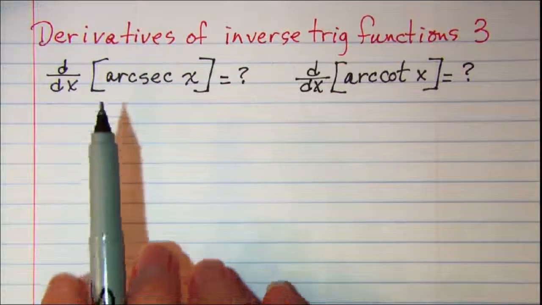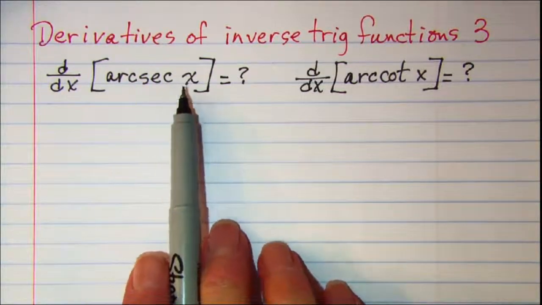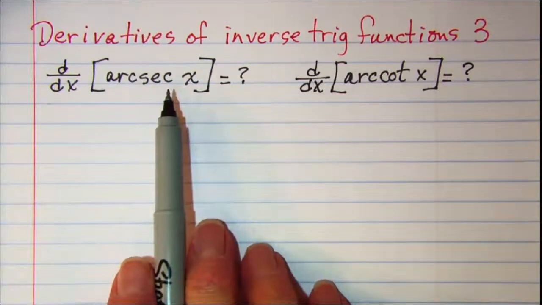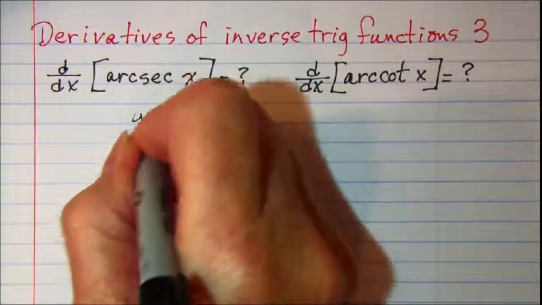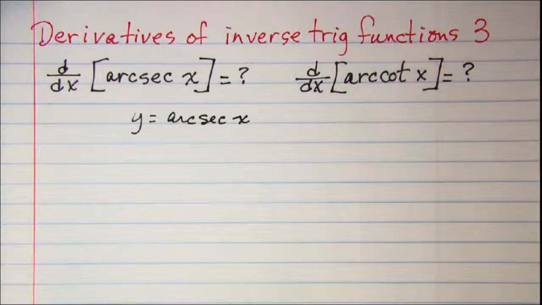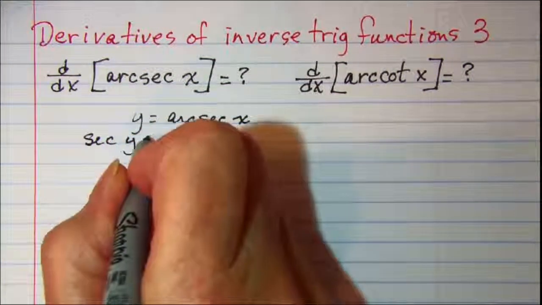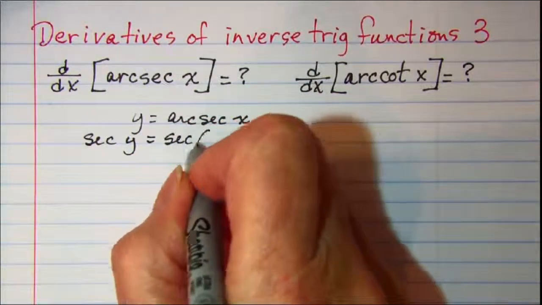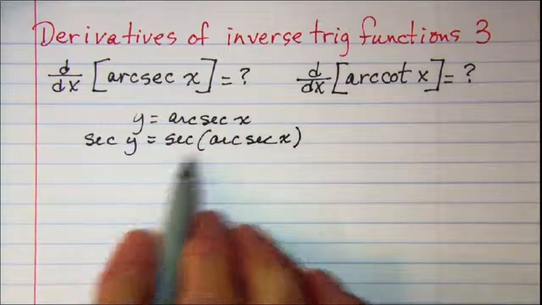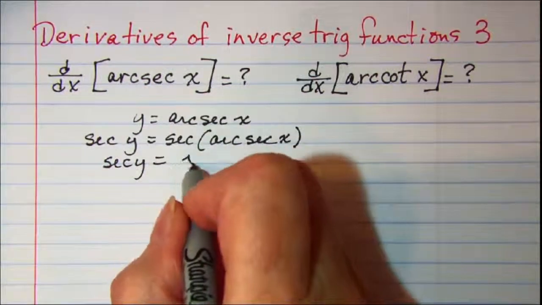In this video, we'll be finding derivatives of inverse trig functions, specifically arcsecant x and arccotangent x. Let's do arcsecant x first. We'll let y equal arcsecant x. And then if we take the secant of both sides, we have secant y equals secant arcsecant x. Simplify here, we have secant y is equal to x.